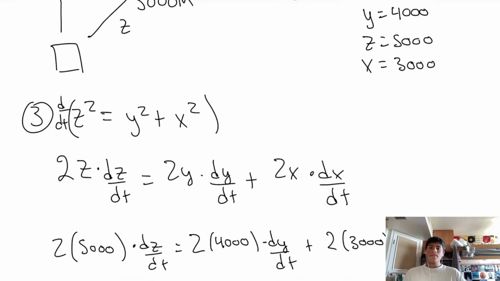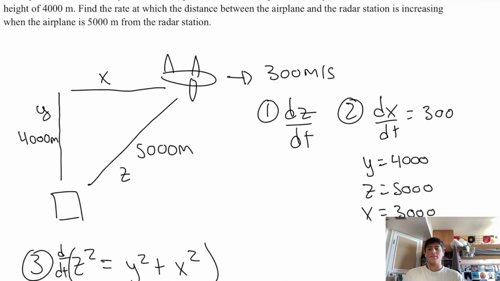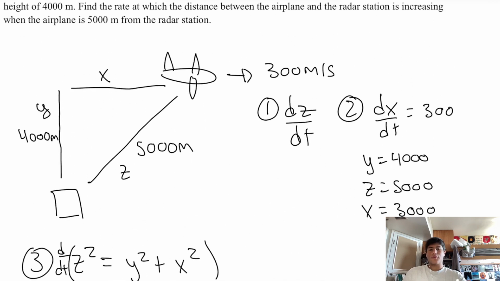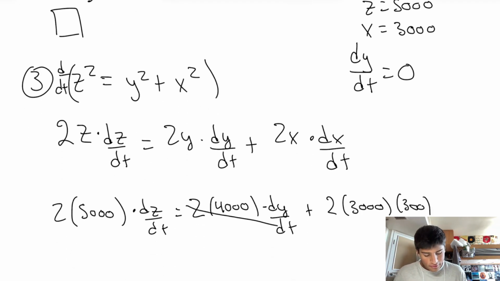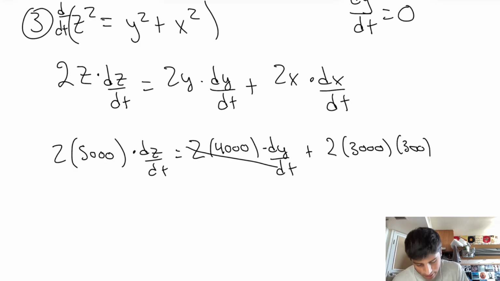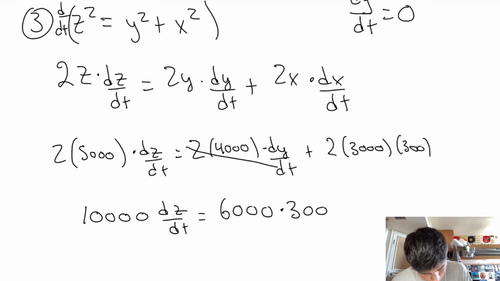Okay, so now we have two unknowns, dy over dt and dz over dt. But we can actually deduce dy over dt because our plane is flying only horizontally. It's not going upwards, which means y doesn't change. So that makes dy over dt equal to 0. So we can cross all of this out, and we get 10,000 dz over dt equals 6,000 times 300.